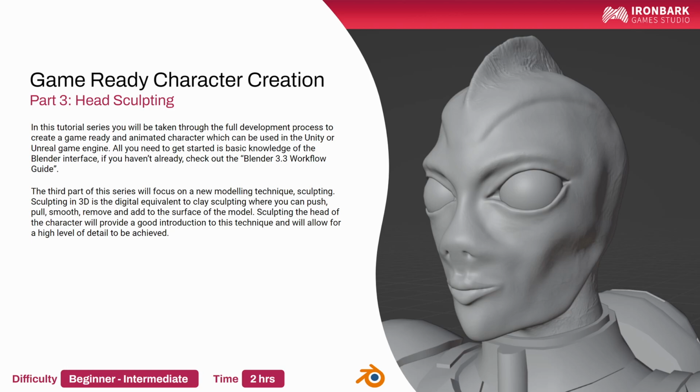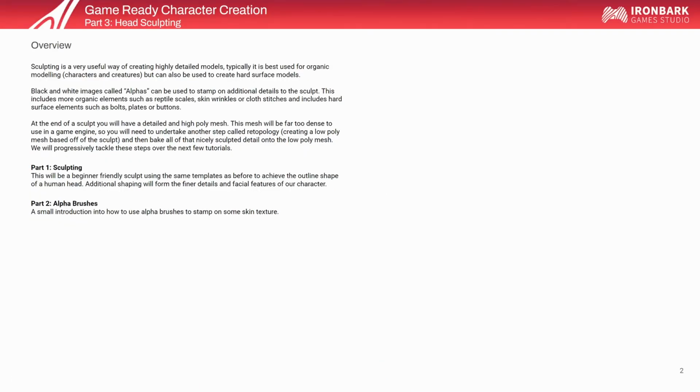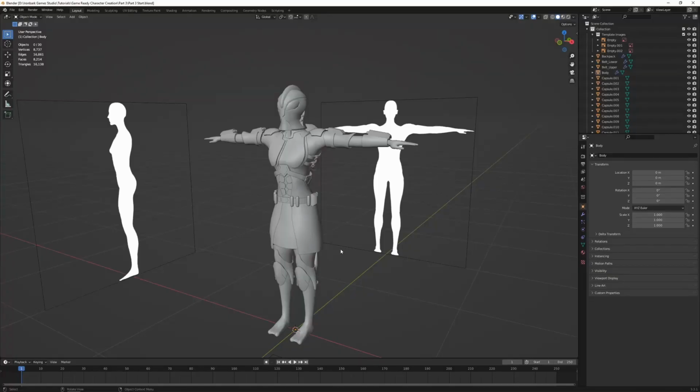A new modelling technique, sculpting. Sculpting in 3D is the digital equivalent to clay sculpting, where you can push, pull, smooth, remove and add to the surface of a model. Sculpting the head of the character will provide a good introduction to this technique and will allow for a high level of detail to be achieved.